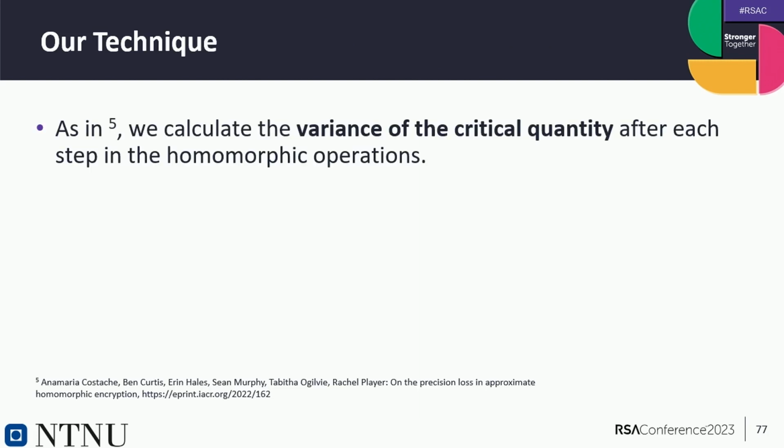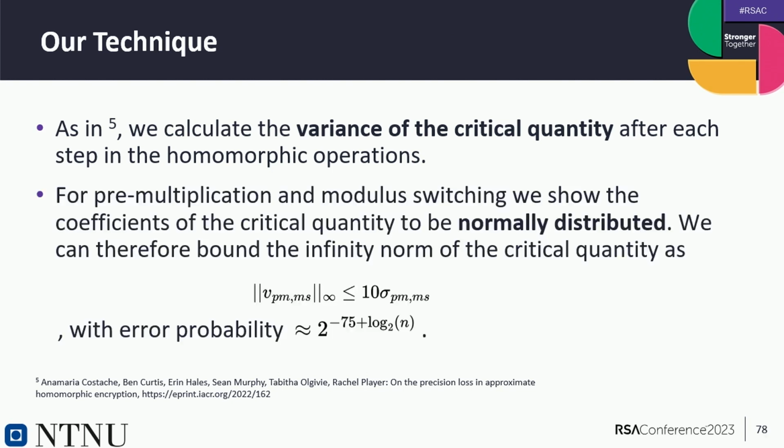Okay, so I said we did it like in 5. So now the question would be, okay, what does 5 actually do? And so the idea is to track the variance of the critical quantity, because we've got loads of randomness involved in BGV, so we can model the critical quantity as a random variable, and then we track the variance of this random variable throughout the circuit.